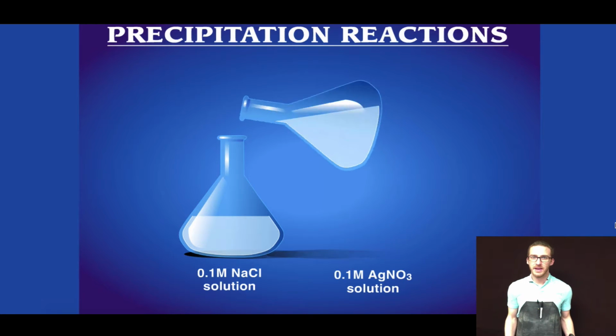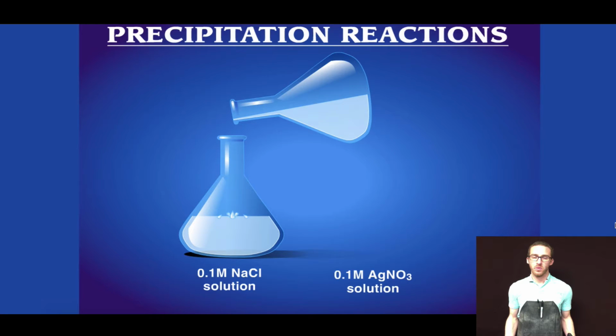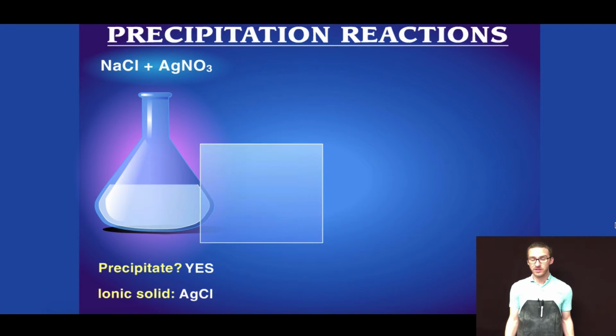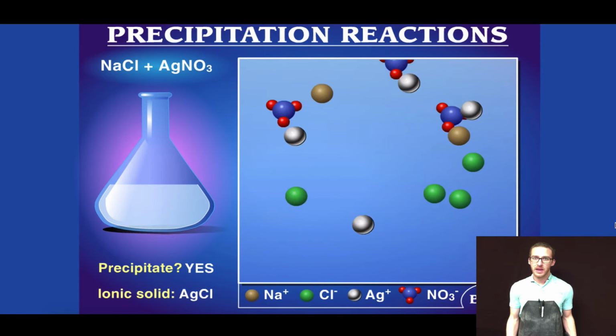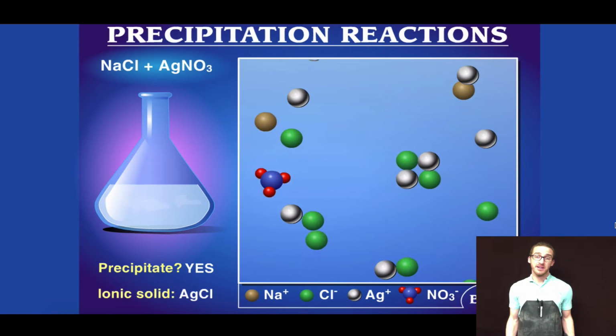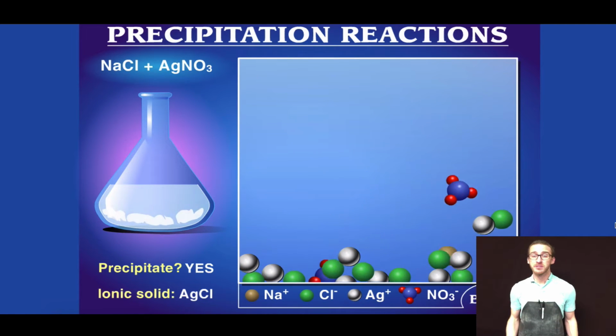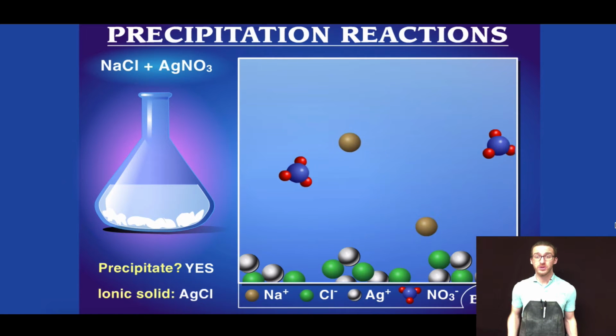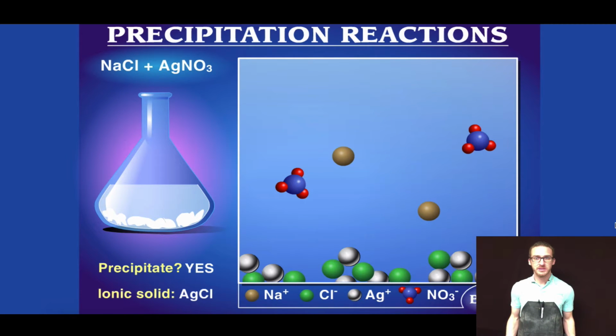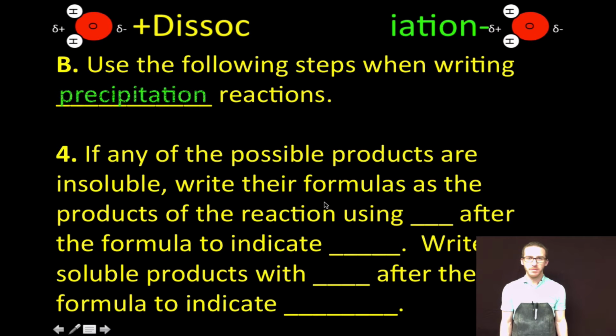Let's take a look at these two aqueous solutions one more time. When I mix the two together, notice what happens. At the molecular level, you can see the chloride ions coming together with the silver ions and precipitating out as silver chloride, your insoluble product. Notice that the sodium ions and the nitrate ions stay dissolved in solution as soluble aqueous ions. Brings us to step number 4.